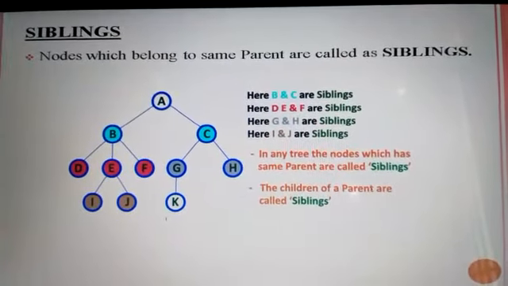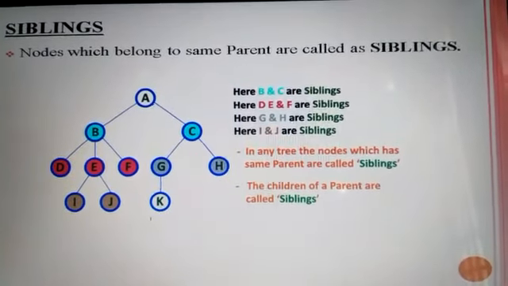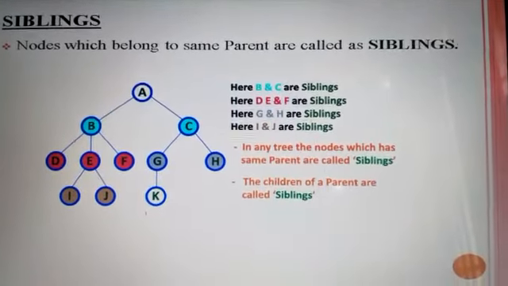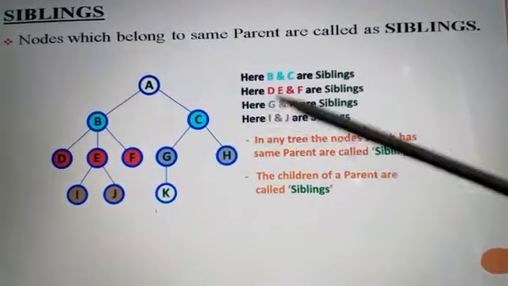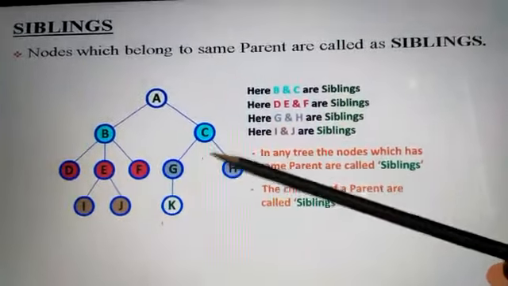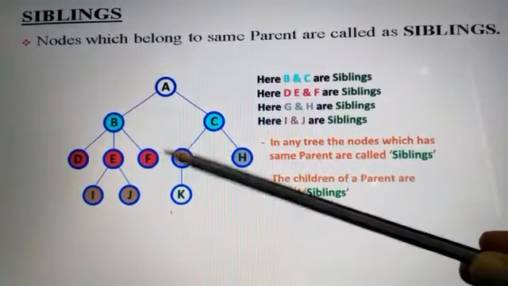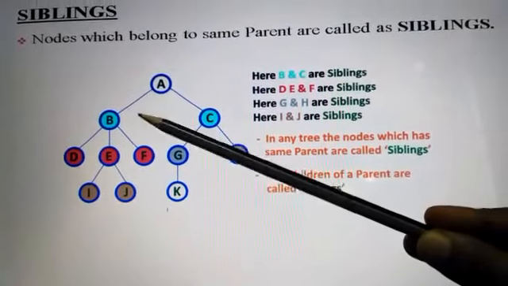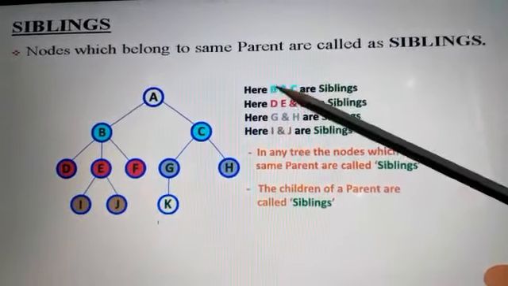The next terminology is siblings. Nodes which belong to the same parent are called siblings, which means nodes with the same parent are called siblings. Here B and C are siblings because they belong to the parent A. Then D, E, F are siblings because they belong to the parent B. The nodes which have the same parent are called siblings.